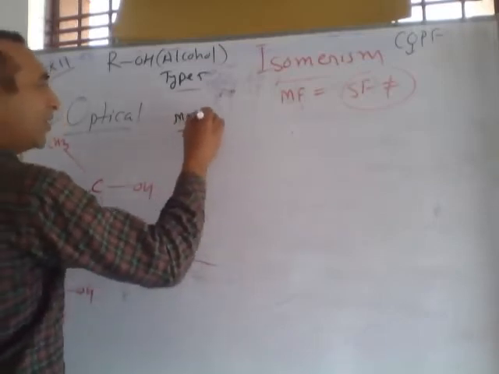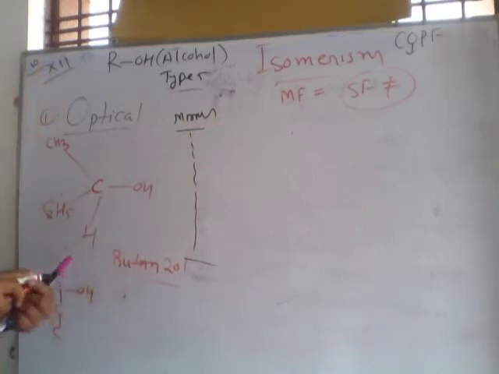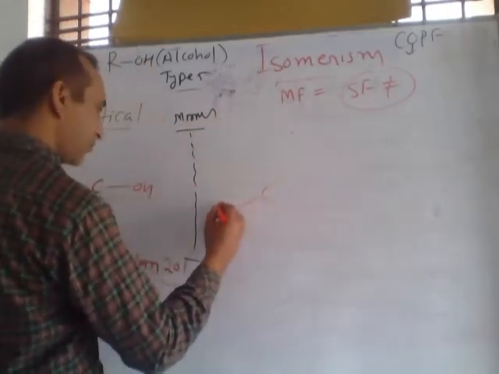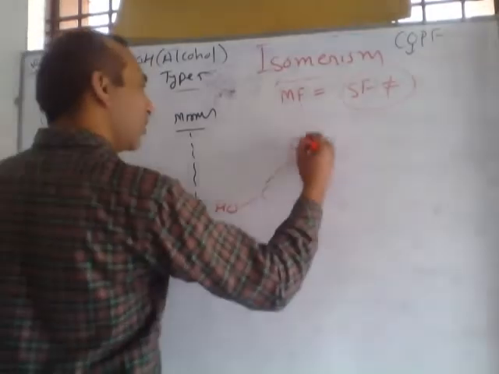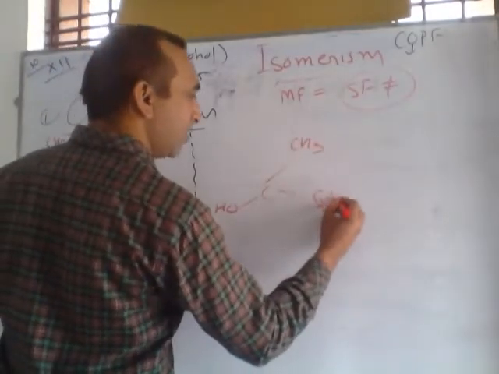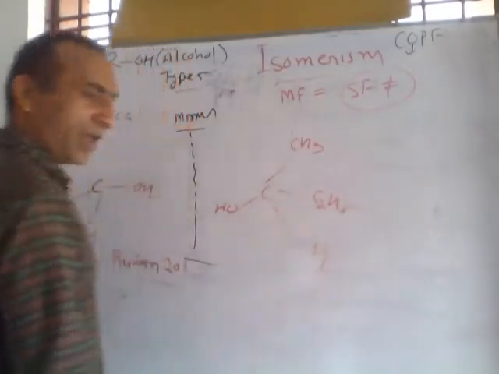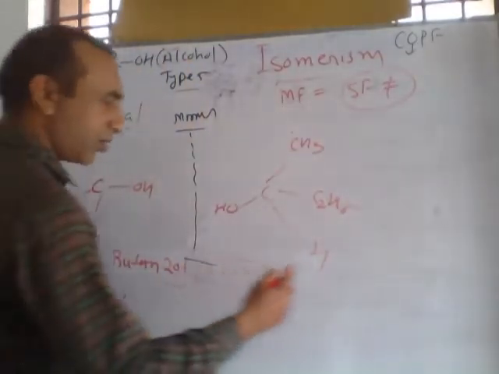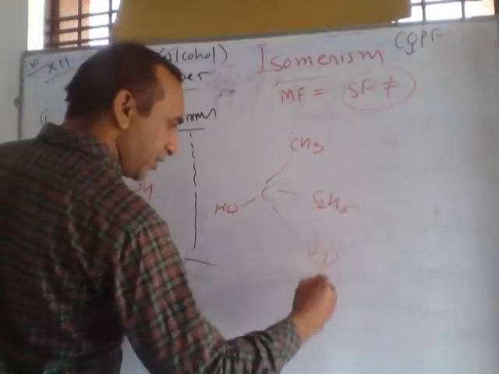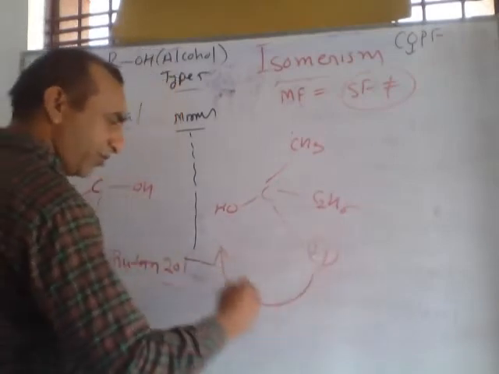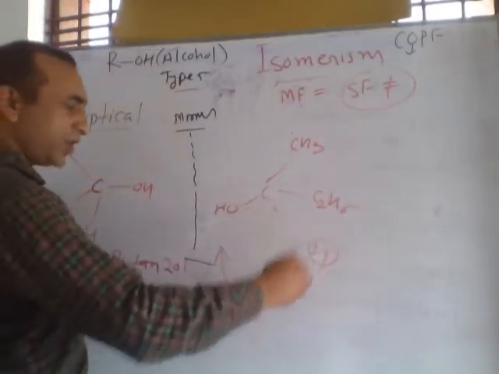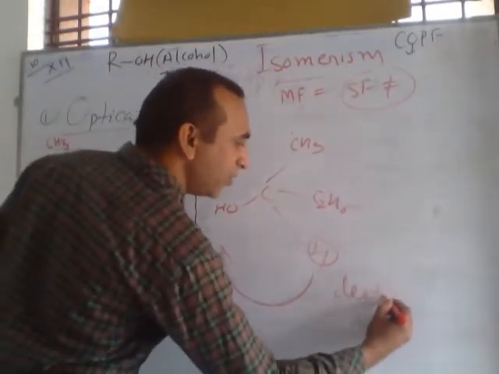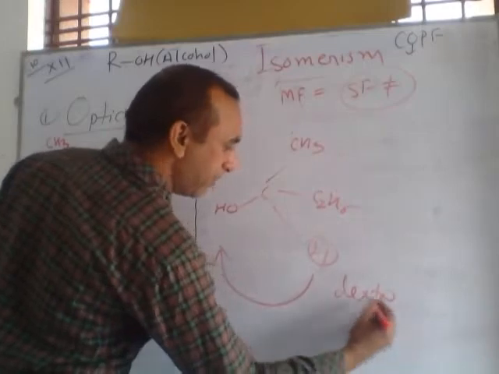And can you draw its image in a mirror? Suppose this is the mirror. What type of image will form? Its image forms this way. This is carbon. Here OH, CH3, C2H5, here H. Suppose we start rotation from the smallest atom, which is hydrogen. The direction of this arrow is clockwise. So this is called the dextro compound, which means we write D, or plus.